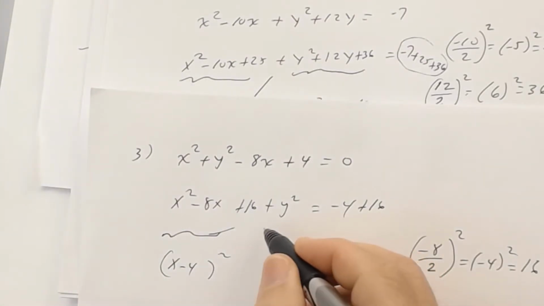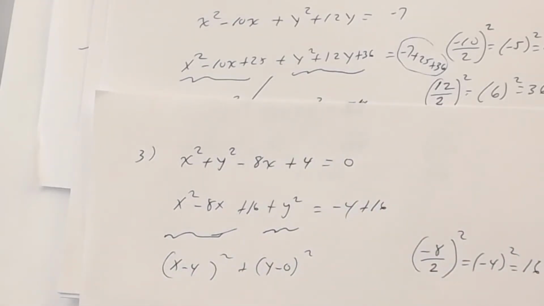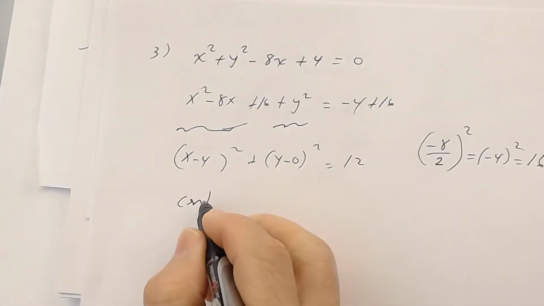All right. Now here I need to write this as a binomial squared as well, right? But I know what that is. Y squared is what? Y minus 0. So y squared is just y minus 0 squared, isn't it? And what's negative 4 plus 16? 12. So now you know your center. What's my center? 4, 0.